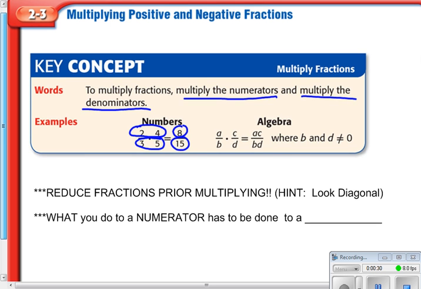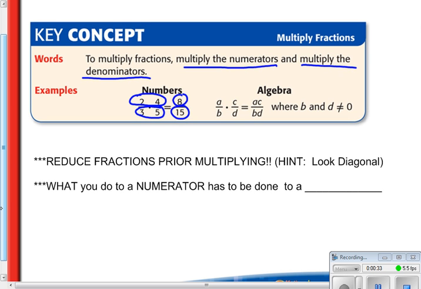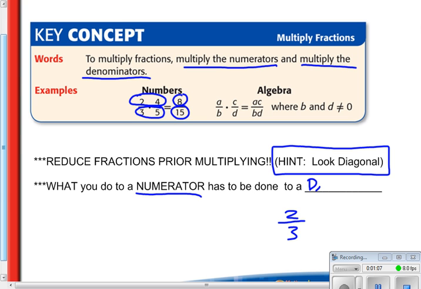Pretty simple, pretty basic. Another thing that you might want to take into consideration is reduce your fractions prior to multiplying. This is the big hint. Look diagonal. If you cannot reduce your fraction right away, such as 2/3, 2/3 is reduced, right? So if you can't reduce that, you need to look diagonally in order to reduce. Just remember, whatever happens to a numerator needs to happen to a denominator. Whatever you do to the top has to be done to the bottom.